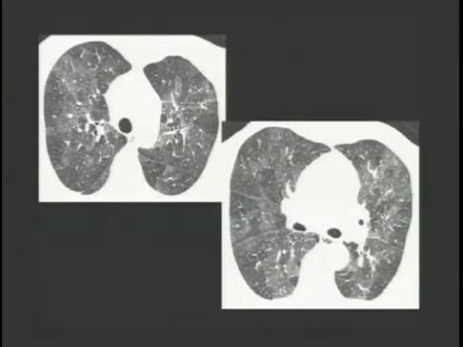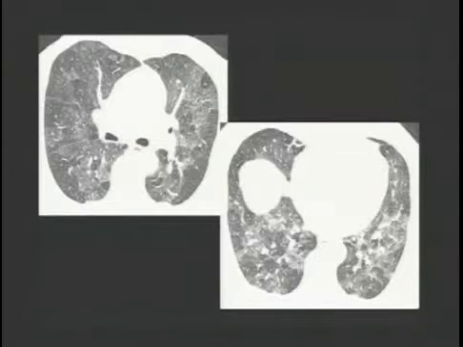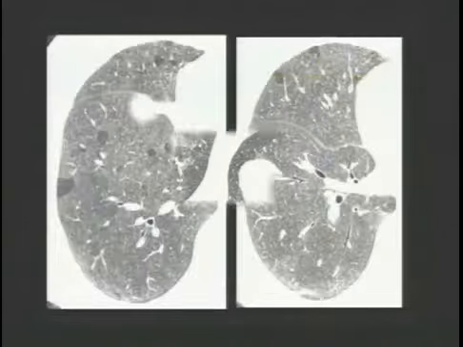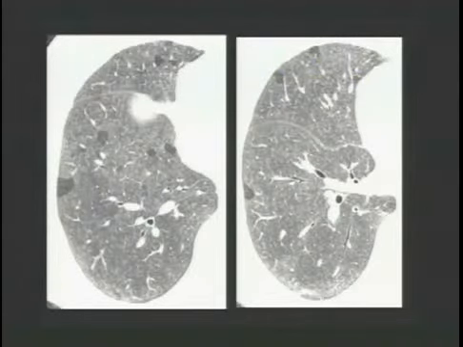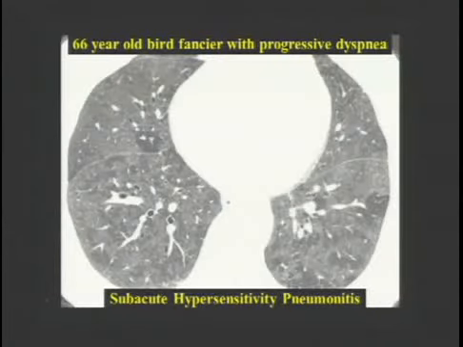Here a patient, again, with hypersensitivity pneumonitis and patchy areas of ground glass opacity and areas of mosaic perfusion, so the head cheese sign again. And here expiratory images in this patient showing areas of air trapping in those lucent lung regions as we would expect. Here another example of the same thing, ground glass opacity and lobular areas of mosaic perfusion. Here air trapping on expiration as you would expect to see, typical hypersensitivity pneumonitis.